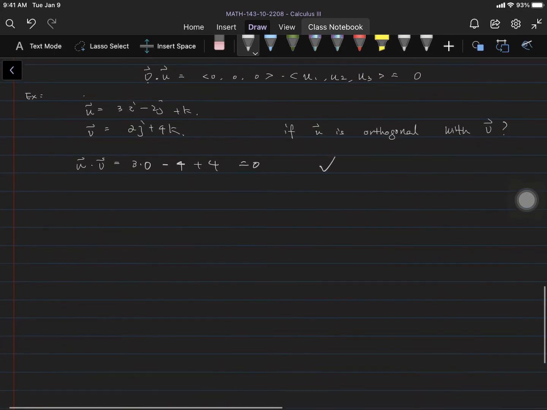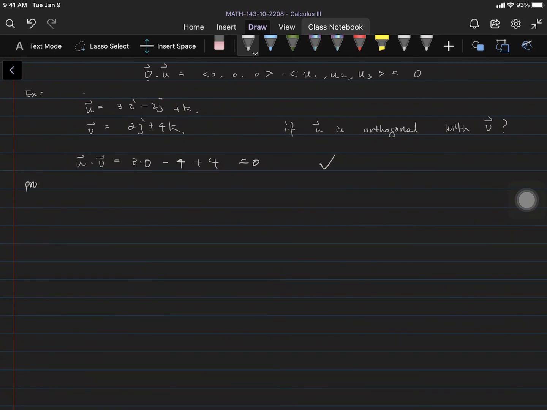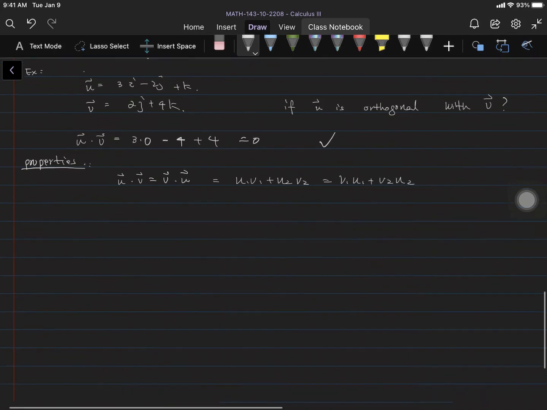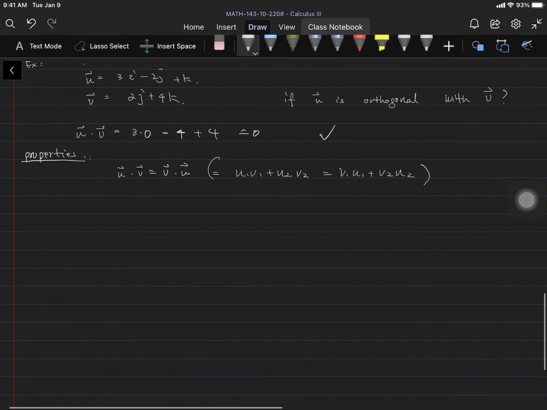Now we have some properties for the dot product. So let's take a look. The first one: u dot v equals v dot u. That means we can switch the order of the dot product, because no matter the order, it's u1 v1 plus u2 v2, and we can also write v1 u1 plus v2 u2. So we can switch the order. Here's a kind of proof.